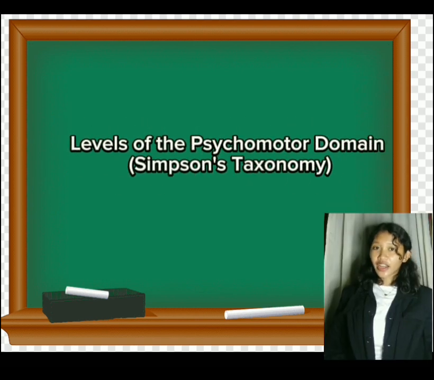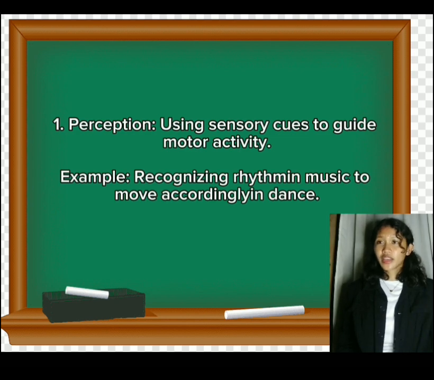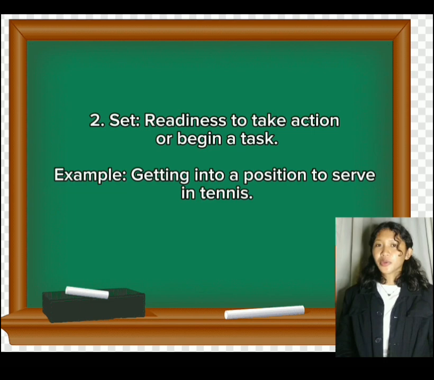And now let's find out the 7 levels of the psychomotor domain of Simpson's taxonomy. Number 1 is perception, using sensory cues to guide motor activity. Example, recognizing rhythm in music to move accordingly in dance. Number 2 is set, readiness to take action or begin a task. Example, getting into a position to serve in tennis.